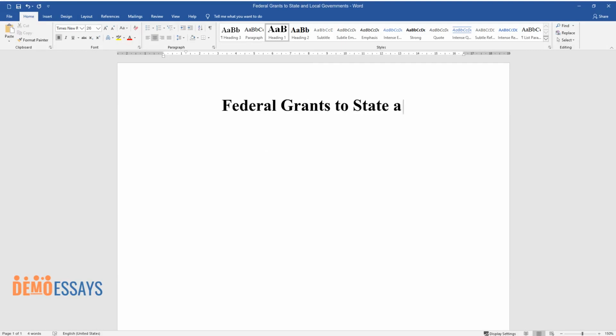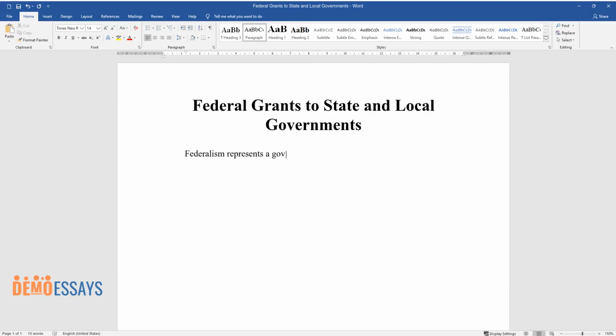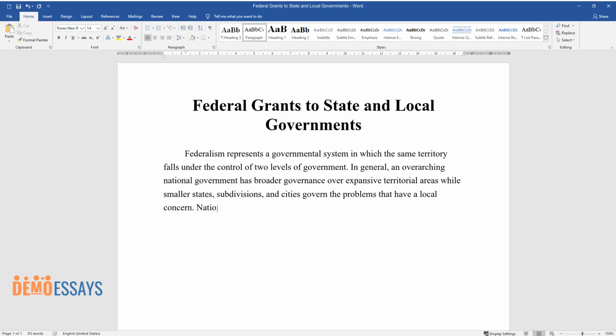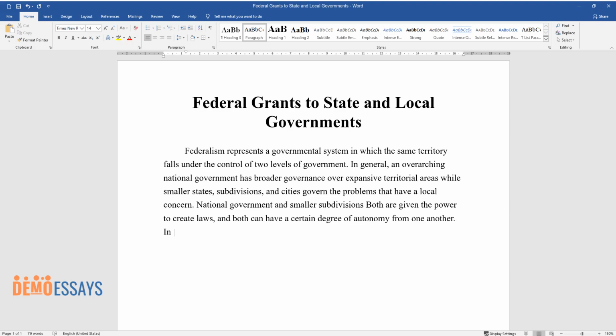Federal grants to state and local governments. Federalism represents a governmental system in which the same territory falls under the control of two levels of government. In general, an overarching national government has broader governance over expansive territorial areas, while smaller states, subdivisions, and cities govern the problems that have a local concern. National government and smaller subdivisions both are given the power to create laws, and both can have a certain degree of autonomy from one another.